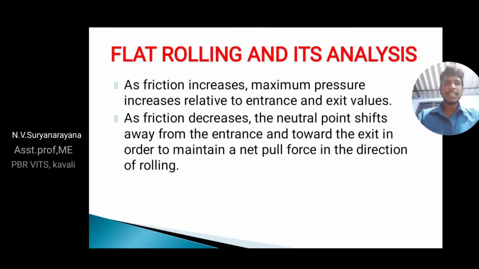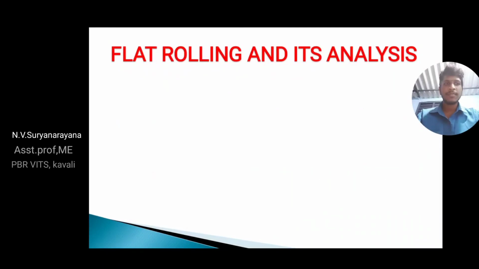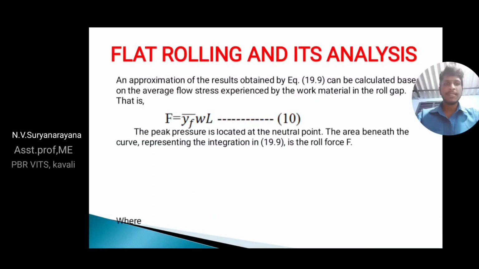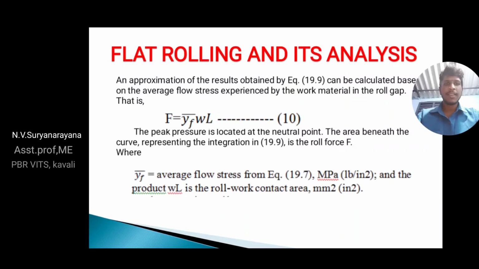As friction decreases, the neutral point shifts away from the entrance towards the exit point. Next, an approximation will be taken. Here Yf is the average flow stress, and the force required in rolling F equals Yf W L. Here Yf is the average flow stress in megapascals and the product WL is the roll-work contact area in mm square.